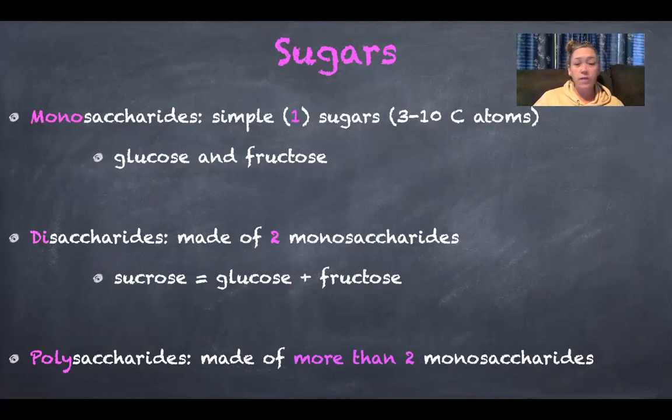Then we have disaccharides. Di means they're made of 2 monosaccharides. Just stick 2 of those together and you get a different sugar made of more than 10, so 11 or more carbon atoms. When you combine glucose and fructose, you get sucrose. And then polysaccharides are made of more than 2 monosaccharides. So mono, di, and poly: 1, 2, and many.